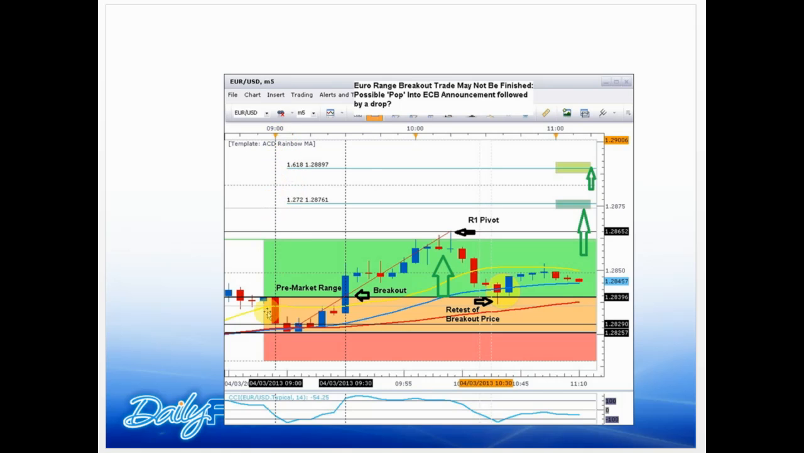And you can see the way we set this up is by what I do. I start with drawing two vertical lines, one at 9 a.m. and one at 9:30 a.m. Eastern time. So I count basically 6 candles or 30 minutes, and I'm looking for the highest high and the lowest low during that 30-minute period. Because during this time period, you're going to have what we call price discovery.